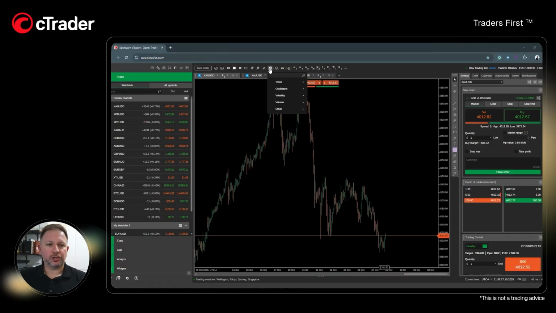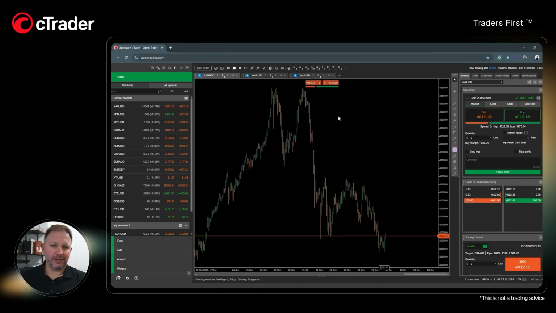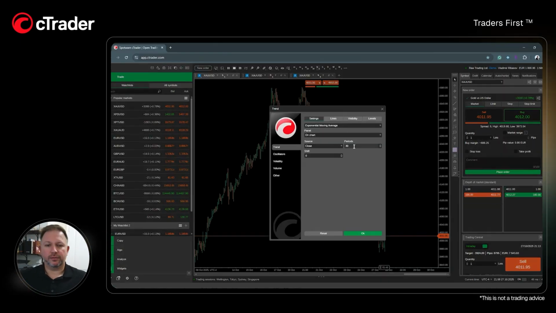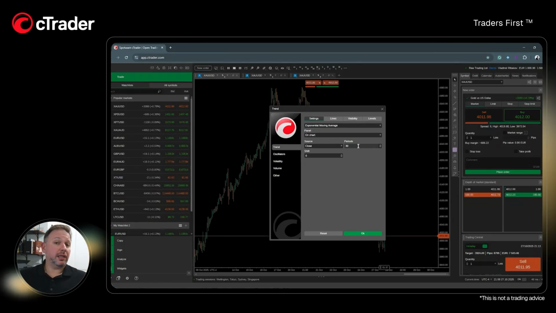You go to the section of the indicators, trend, and here you would be able to find the exponential moving average. By default, it comes with the period of 30, but very common levels that traders love using are 10 for short-term trading, or 20, 30, 50, 100, and 200 moving average. Let's just, for the example, use it by default.